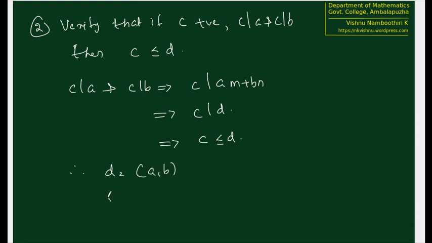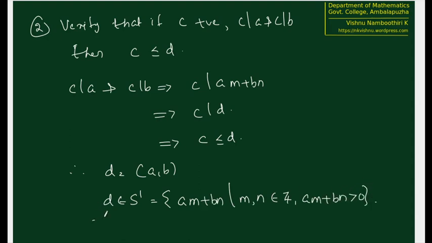But what is D? Where is D? D belongs to S prime, and S prime is equal to the set of all AM plus BN, where M, N are integers and AM plus BN is greater than 0. Therefore, D must be of the form A alpha plus B beta for some alpha, beta in Z. So we have derived the Bezout identity in a different way, and we verified that the GCD of two positive integers A and B is a linear combination of the two integers.